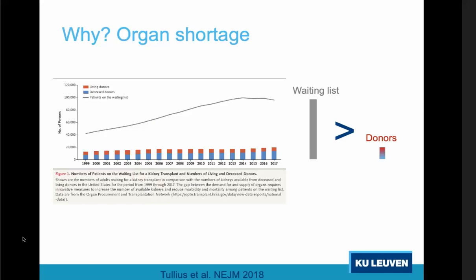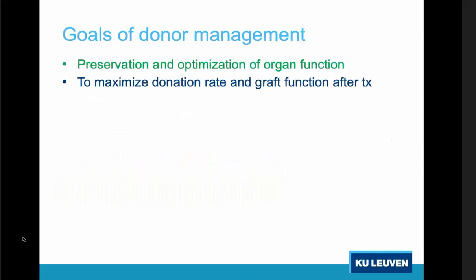So why is management of the brain dead organ donor important? Of course, as Chiara said, the waiting list for organ transplantation is growing. There are a lot of patients waiting, and over the years, the waiting list has largely outnumbered the number of available donors. So optimization of the quality of the donor organs is, of course, important.